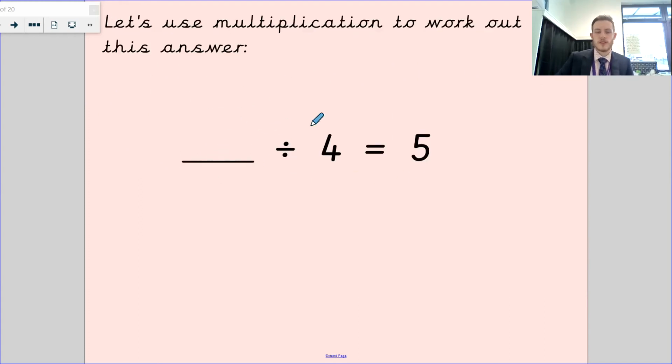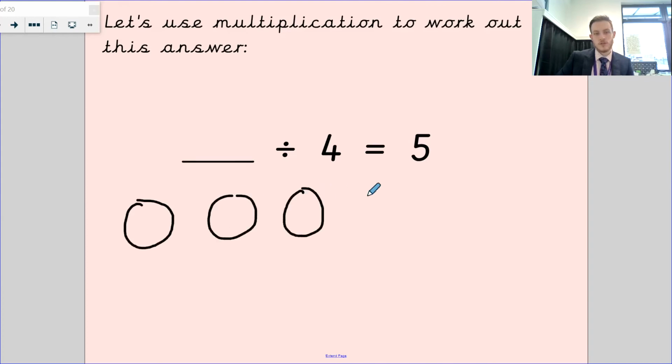We've got something in 4 groups and 5 in each group. So I'm going to be grouping now. 4 groups, 1, 2, 3, 4 groups, 5 in each group. 1, 2, 3, 4, 5. 1, 2, 3, 4, 5. 1, 2, 3, 4, 5. 1, 2, 3, 4, 5.